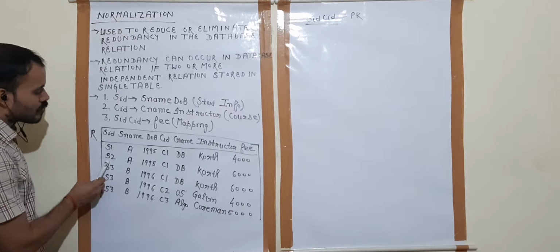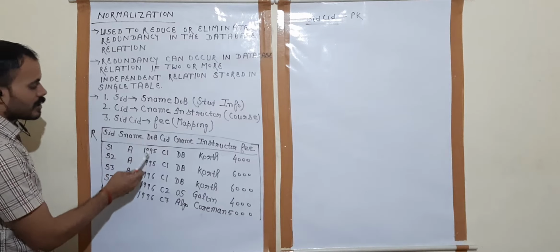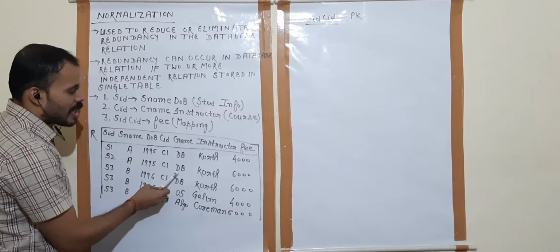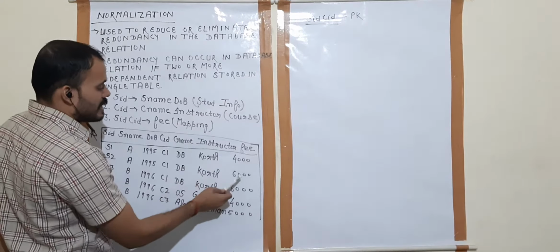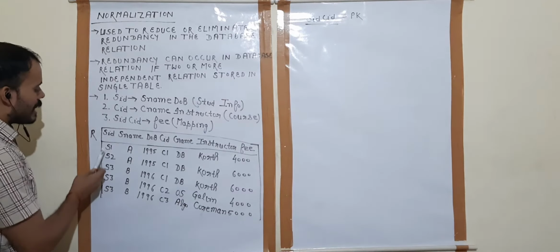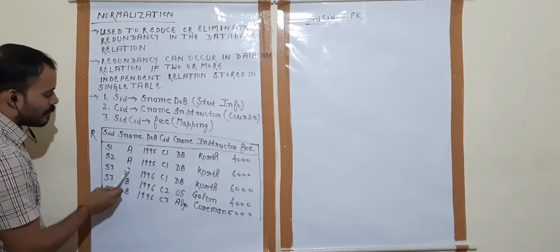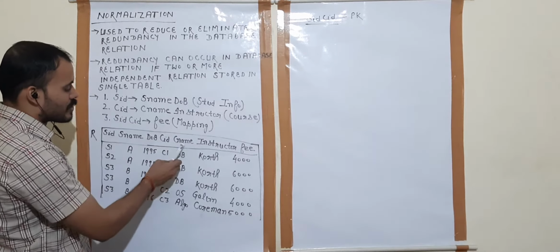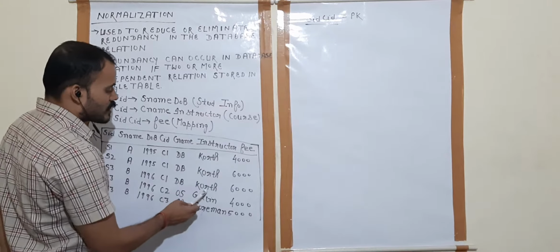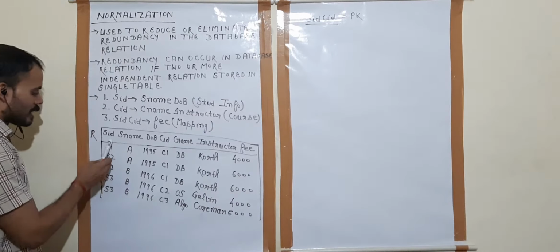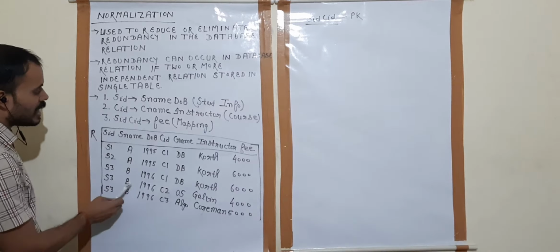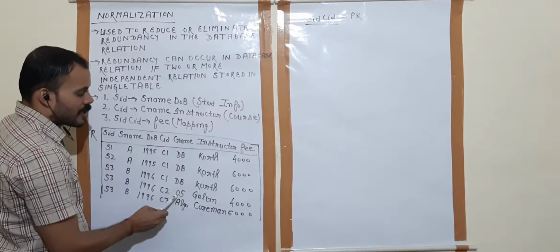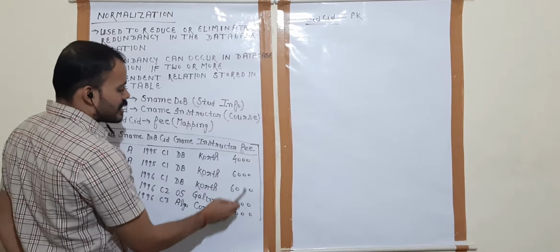Student ID is S2, student name is A, date of birth is 1995, course ID is C1, course name is database, instructor is course, fees is 6,000. Understood? And student ID is S3, student name is B, date of birth is 1996, course ID is C1, course name is database DB, instructor is course, and fees is 6,000. Student ID is S3, student name is B, date of birth is 1996, course ID is C2, course name is operating system, instructor is Galvin, fees is 4,000.